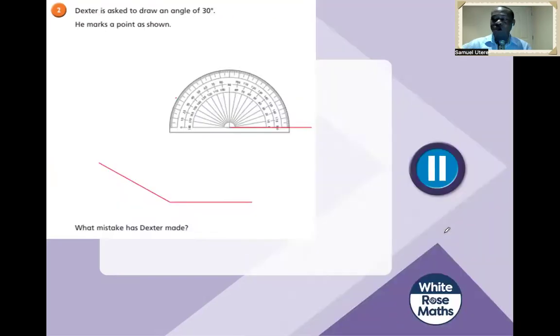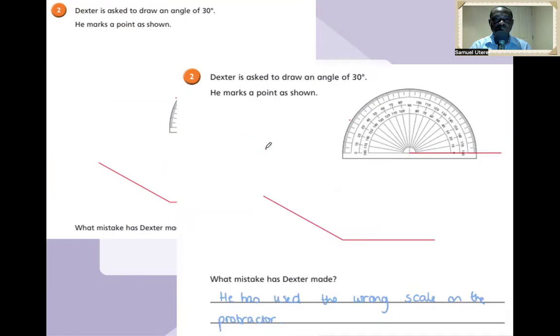Pause the video and answer question 2. Assuming you've paused the video and you've answered question 2, here are the answers. So here you were asked, Dexter is asked to draw an angle of 30 degrees. He marks a point as shown. Here is what Dexter has done. What mistake has Dexter made?